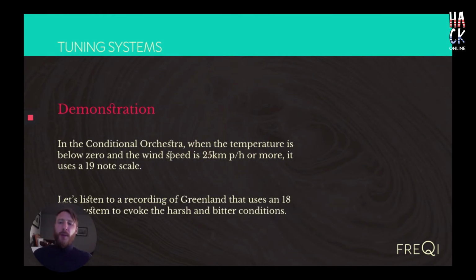So I'm going to play a little demonstration of the conditional orchestra now. What you're about to hear, it's not Mozart, it's not Miles Davis, but it does hopefully evoke the weather, which was kind of the point of that app. So what you're about to hear is the conditional orchestra playing when the temperature of the weather in that particular place, which is Greenland, is below 0 and the wind speed is more than 25 kilometers an hour. So pretty nasty, bitter conditions.